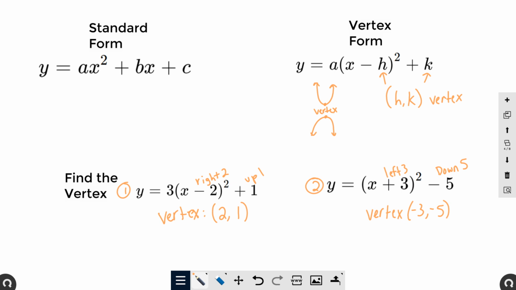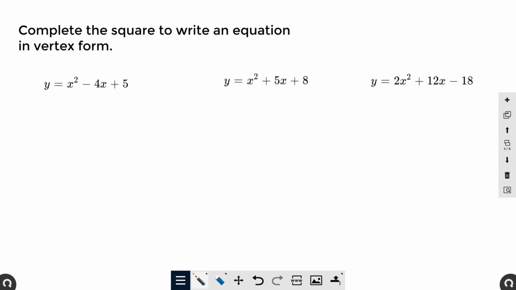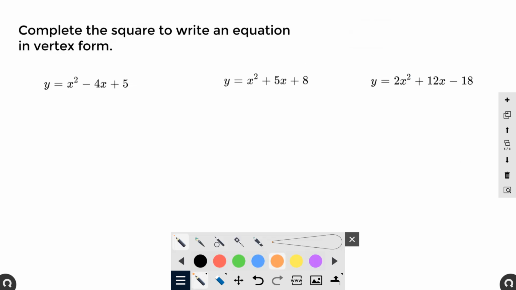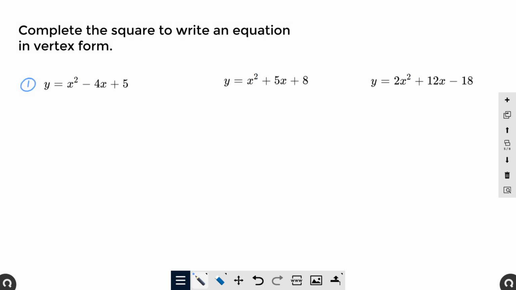So on the next slide, what I'm going to give you is things that are in standard form, and we're going to change them into vertex form to say what the vertex is. And guess what we're going to use? Completing the square. So let's look at those problems. Here we go. So write down the instructions and then write down problem 1.